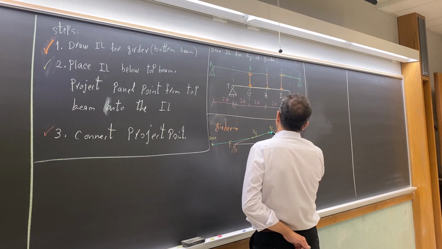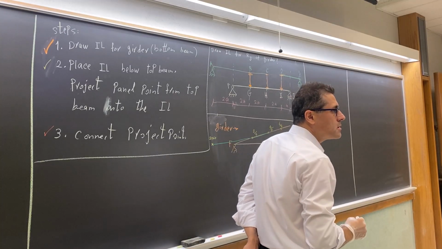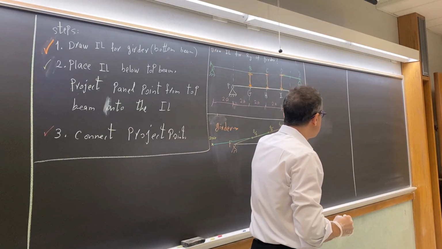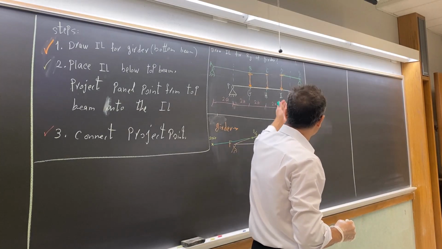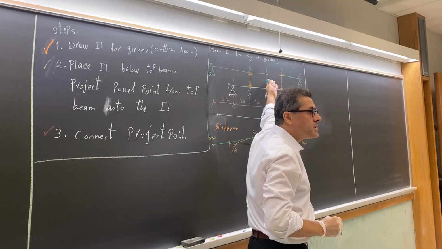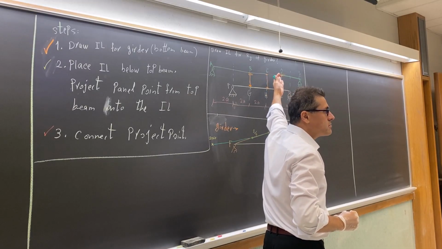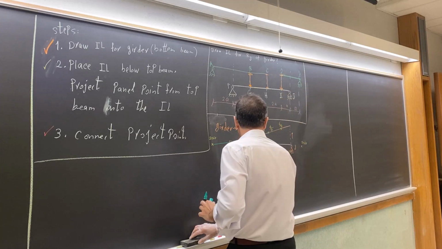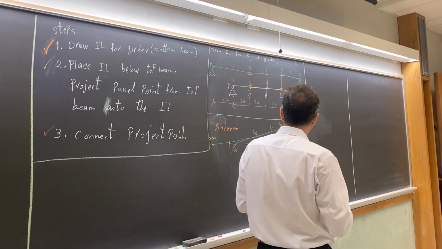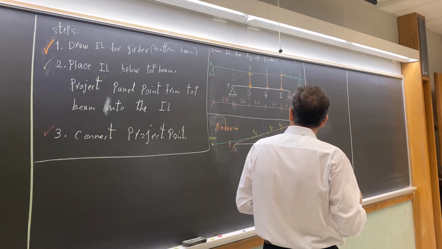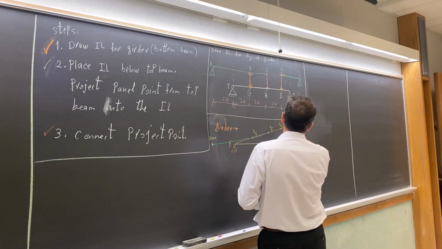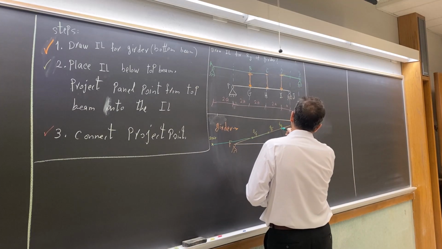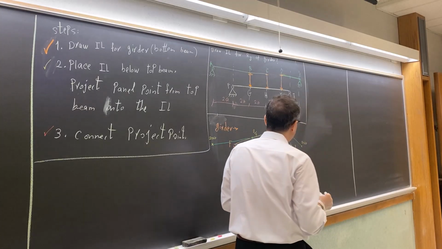So this is panel point C. This is panel point D. Do I need to connect them? There is nothing here. Your unit load doesn't move here. So you don't need to draw inference line for this section. So for this section, I leave it just blank. And I continue from point D to the last point, which is E.